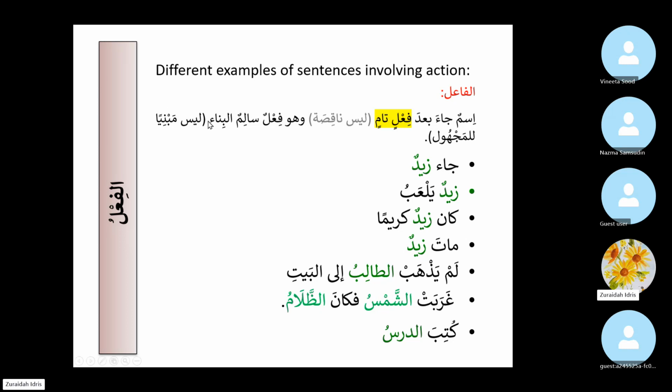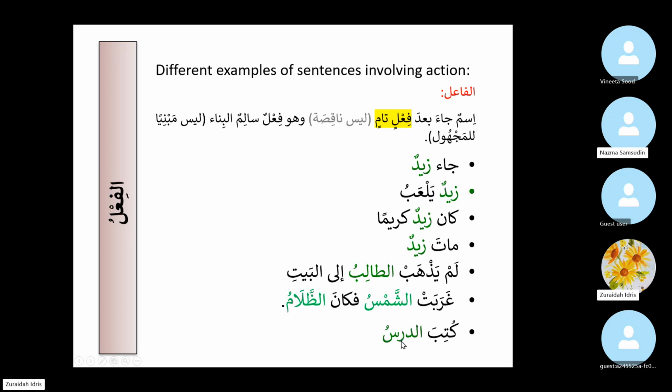So basically, out of the whole list that you see here, three are not fa'il. Sister Nazma, can you tell me which three are not fa'il? Sister Benita did it quite quickly just now, so you may not have caught that. So which are the three? Ad-darasu is not fa'il. Okay, this is naibul fa'il.